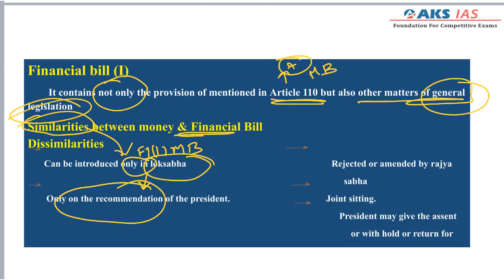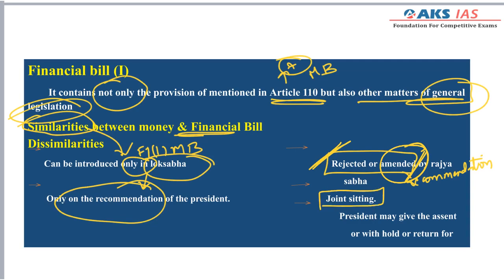Coming to the dissimilarities, as we have seen, the Rajya Sabha cannot reject or amend the money bill. It can just give recommendations. But coming to financial bill 1, the Rajya Sabha can reject or even amend it. And if the Lok Sabha does not accept the Rajya Sabha's amendments, they can hold a joint sitting if there is a deadlock over the financial bill. Whereas for the money bill, there is no provision of joint sitting at all, because the Rajya Sabha can neither reject nor amend the money bill.